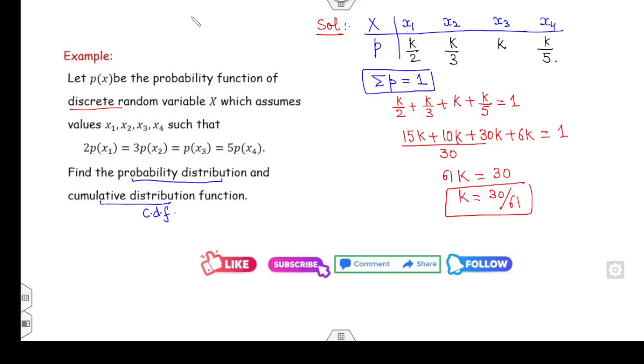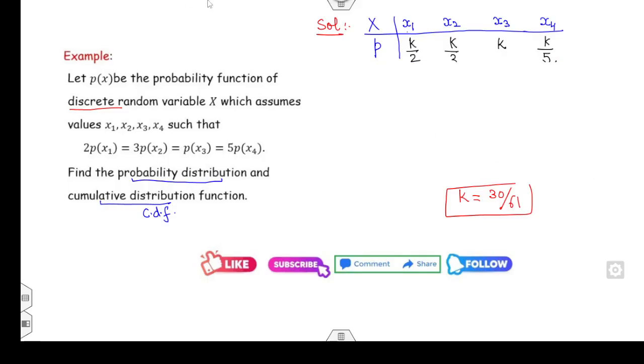Fine. Therefore, if you substitute them, k by 2 will be 15 over 61, k over 3 is 10 over 61, k is 30 over 61, and k over 5 is 6 over 61. This is my required probability mass function.